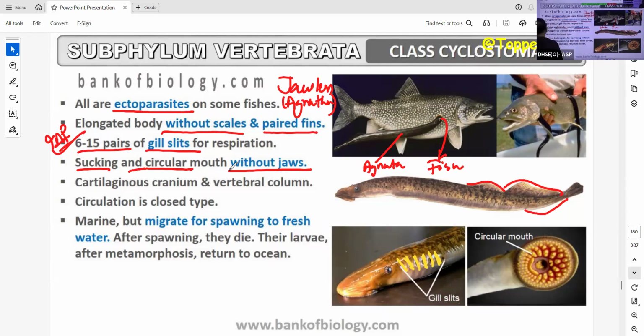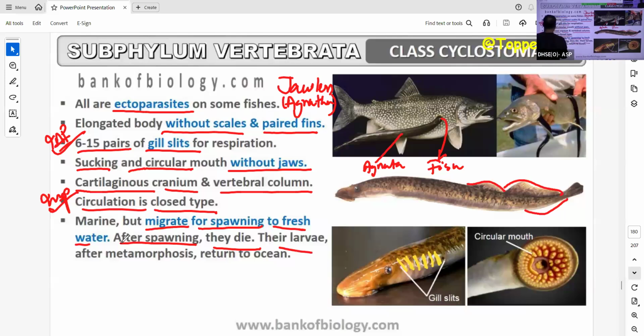Okay. Now, cartilaginous cranium and vertebral column. So the vertebral column is also cartilaginous and the cranium is also cartilaginous. ठीक है? Circulation, important again, is closed type. Closed type. ठीक है? Marine but migrate for spawning to fresh water. After spawning, they die. The larvae, after metamorphosis, return to the oceans.